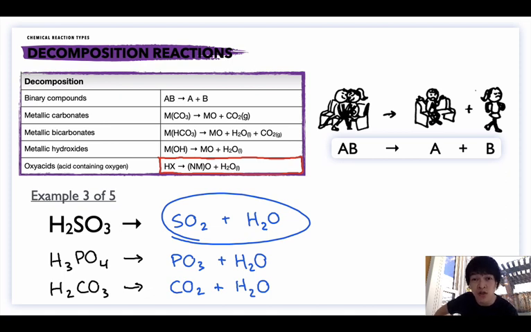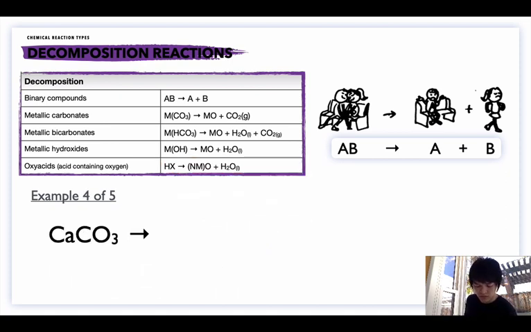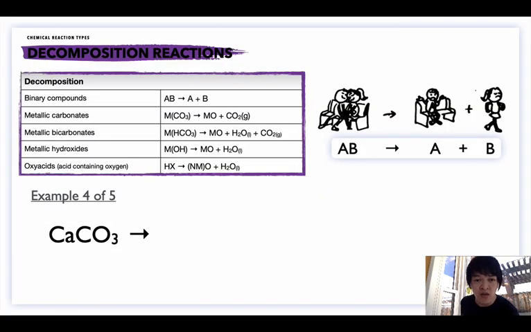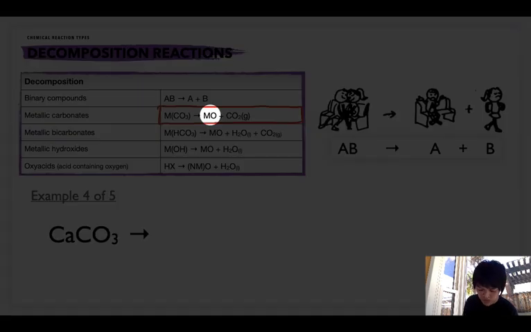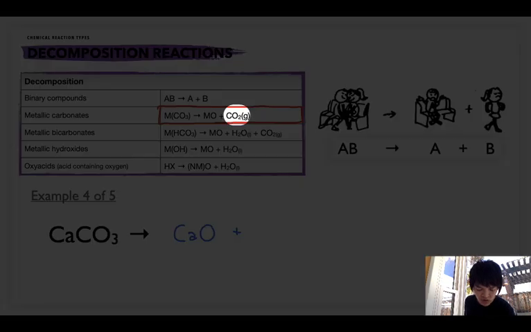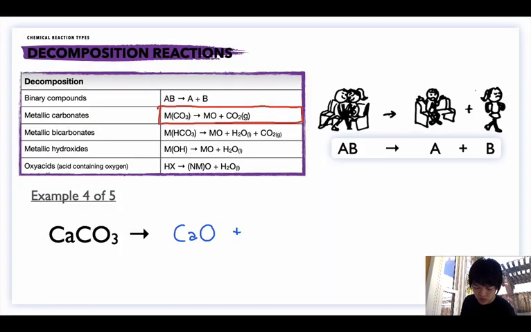Let's go ahead and do our fourth example. Here we have calcium carbonate, and this is a metal carbonate. We're going to predict that there are two products. The first product is going to be a metal oxide. Our metal is calcium, oxide is O. So the metal oxide is calcium oxide. The second product here is going to be CO2, according to that general equation.